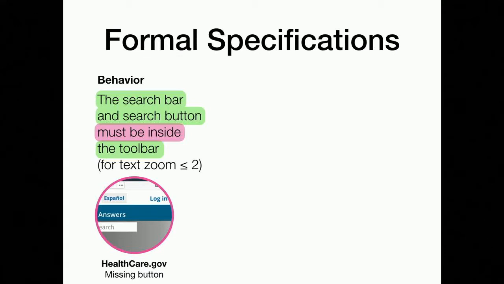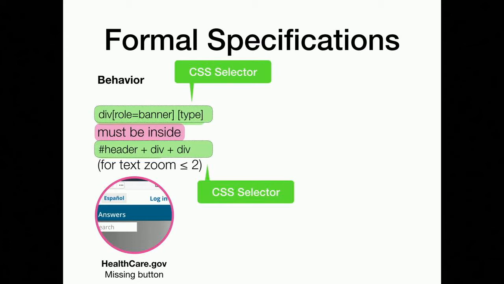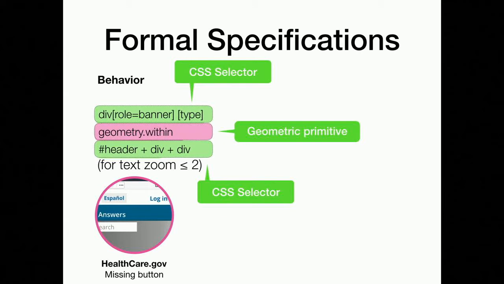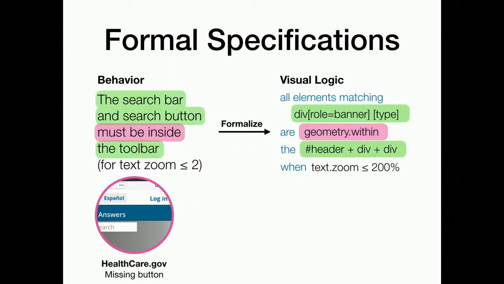That's a technology familiar to web developers. And when I say geometric constraints, well, we know a bunch of geometric primitives from mathematics that you can apply to do this task. So we can take this behavioral specification and now turn it into a piece of code. And I'll get to you in a moment.